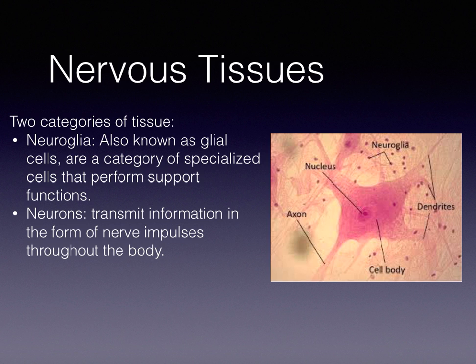So nervous tissue, there's two categories of nervous tissue. The neuroglia, or as we'll probably talk more about in class, it'll be known as the glial cells. And these are really important nervous tissues. They are going to be the majority of the nervous tissue that we have. These are specialized cells that perform support functions. So basically, neurons in general transmit information in the form of nerve impulses throughout the body. So it's basically going to support the nervous system.